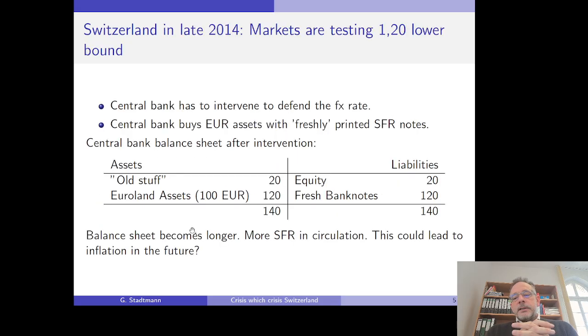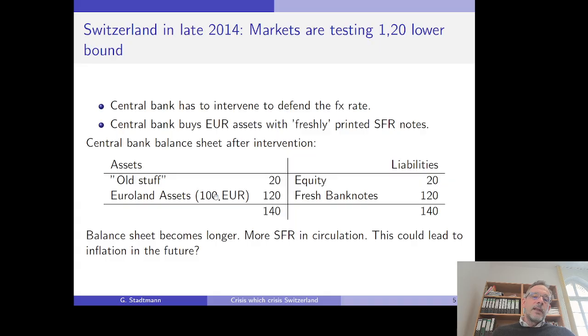But let's think about what the effects are for the Swiss central bank and its balance sheet. We are assuming here that we are looking at the Swiss central bank's balance sheet. The markets are testing the 1.20 lower bound of the exchange rate. The central bank has to intervene to defend the fixed exchange rate, and the central bank buys euro assets with freshly printed Swiss franc banknotes. So the fresh banknotes in circulation increase by 120 Swiss franc.